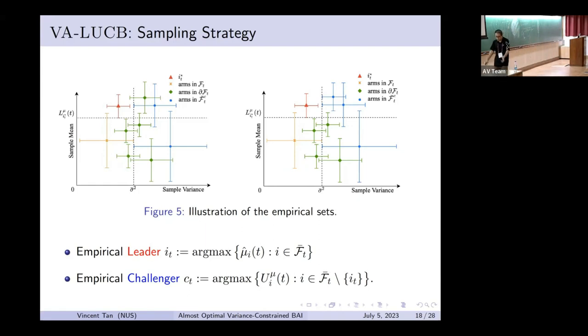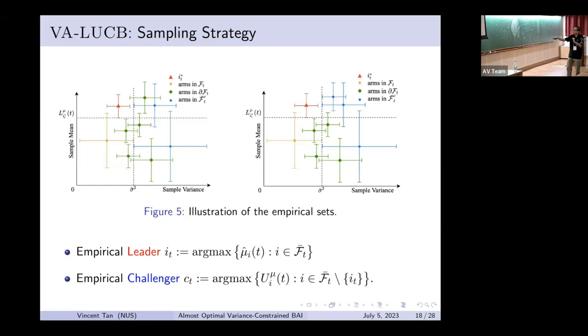Now, as you continue to pull arms and pull arms and pull arms, confidence intervals will shrink, and what you get will be on the right-hand side. So what do you notice? What is the main change? This green guy here suddenly became blue. Hopefully you're not colorblind. So it has now been determined that the green guy is infeasible. And so at this point in time, the empirical leader becomes red. And the challenger becomes, I think, this orange guy, because it has roughly the highest upper confidence bound. Maybe the green is also a possible challenger. This green is a possible challenger.